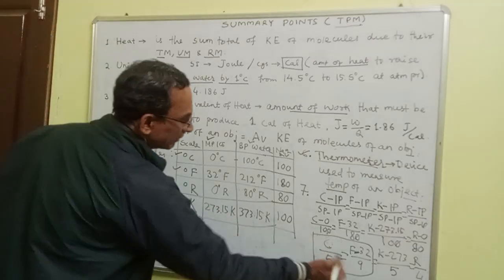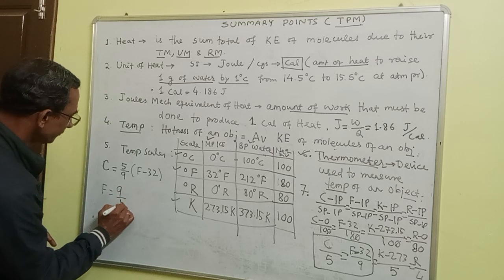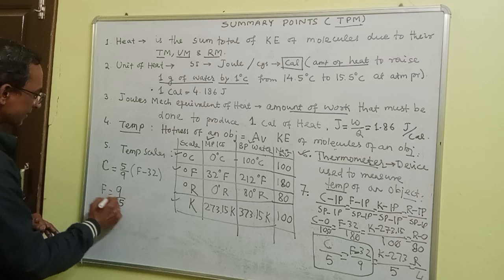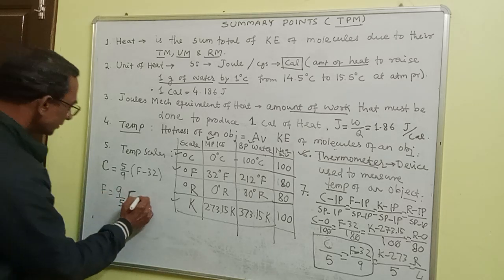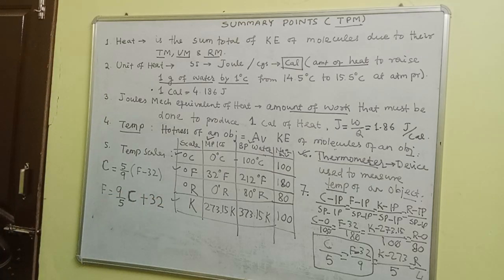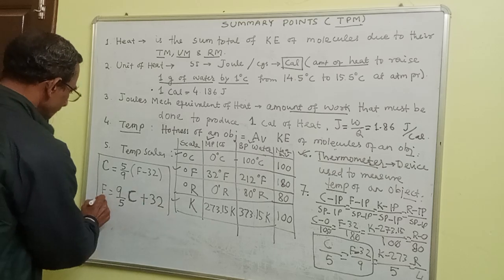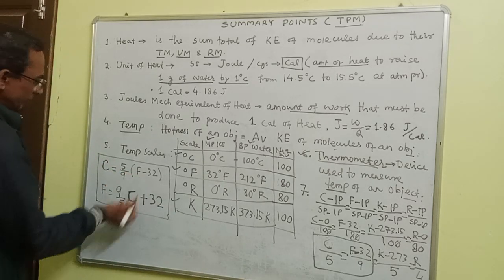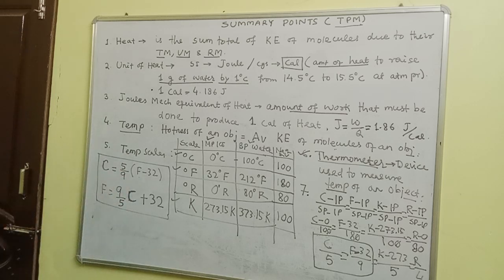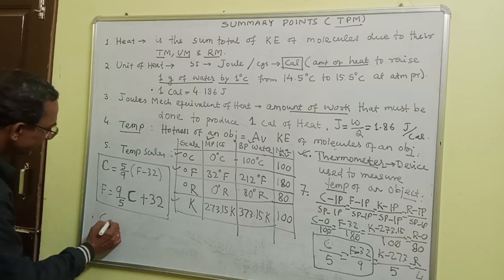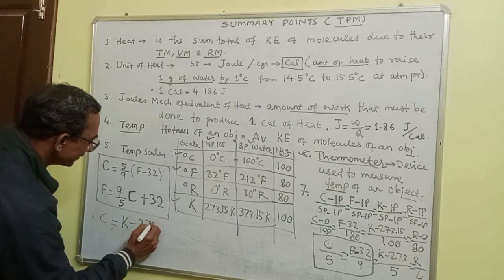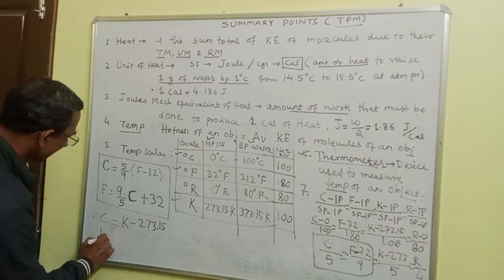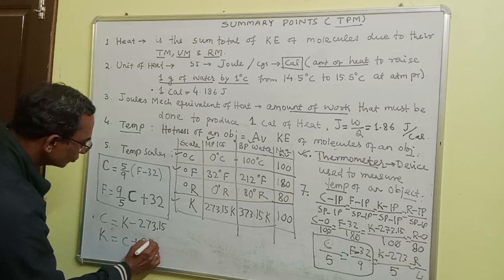For Fahrenheit, what to do? Just multiply it by 9/5, which is more than 1, into C. To the reading on the Celsius scale we then add 32. This is how we will get values in C if it is given in F, or in F if it is given in C. Similarly, when we compare C and K, we get that C will be K minus 273 or 273.15, and K will be C plus 273.15.